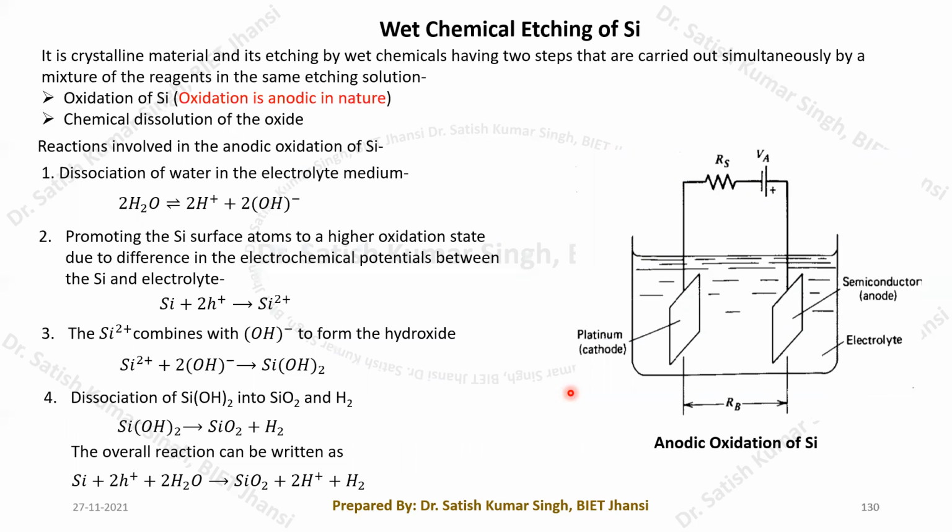So first, try to understand, this is obviously a crystalline structure. We have this silicon which is a crystalline structure. And if we want to remove a certain layer of our silicon, then generally removal, or wet chemical etching of silicon, is actually done by these two processes. What are those processes that we have to understand? First of all, we have to oxidize the silicon surface.